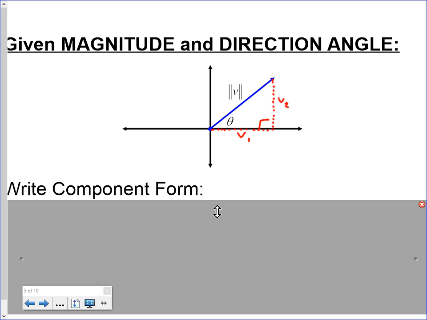Cosine, because it's the adjacent side. So we could write out the equation. The cosine of theta is equal to V sub 1 over the magnitude of V. Then could you tell me what the horizontal component of your vector is? Multiply both sides by the magnitude of V.